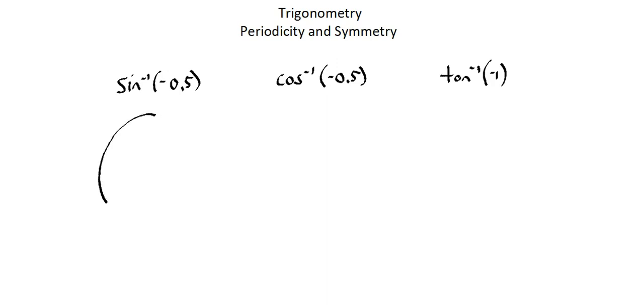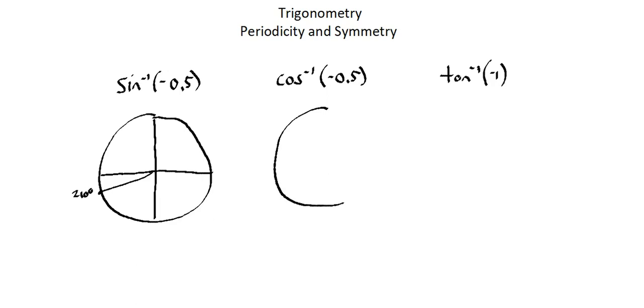Okay, welcome back. Continuing with our symmetry examples, we'll look at inverse sine value of negative 0.5, inverse cosine value of negative 0.5, and inverse tangent value of negative 1. And I'll identify the inverse sine value as 210 degrees.